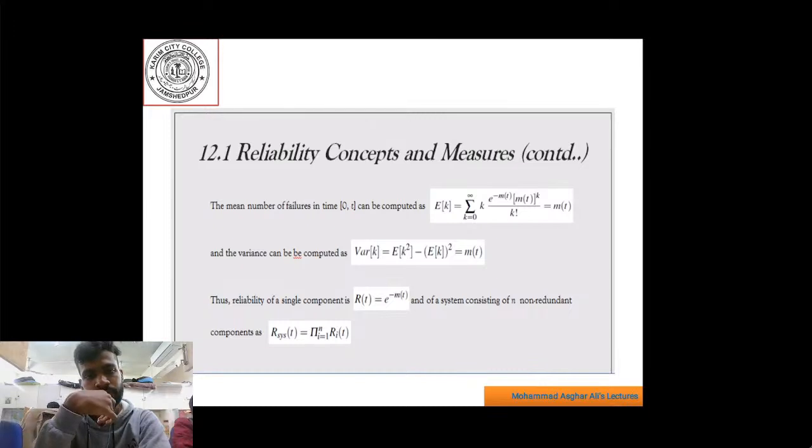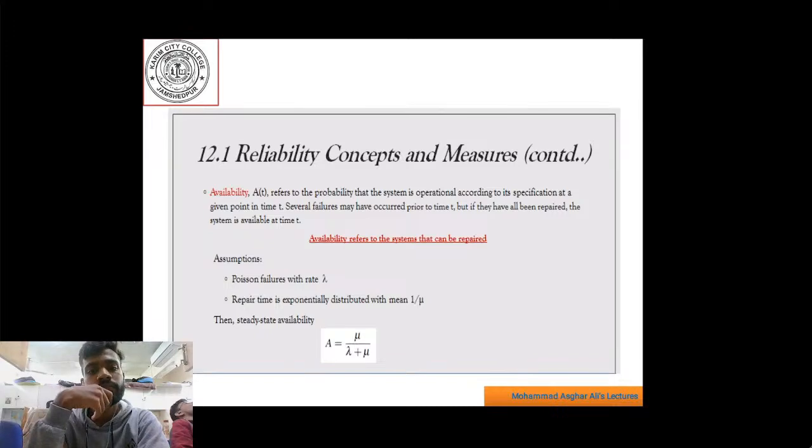If we assume that the failures follow the Poisson distribution with a failure rate lambda, and that repair time is exponential with a mean repair time of 1 by mu, then the steady state availability can be found with the help of this formula.